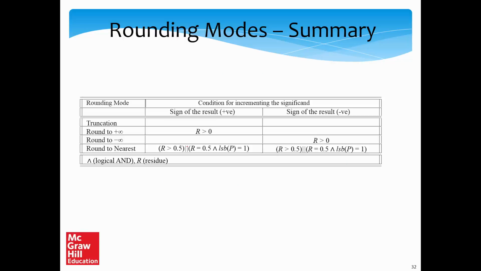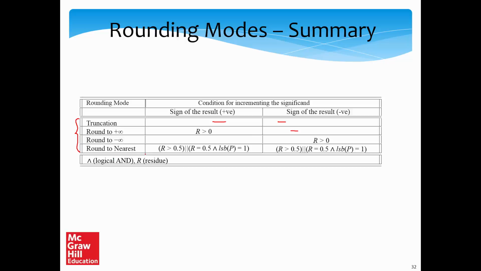So these are all the conditions for all the 4 rounding modes. Truncation, which means do nothing. So do nothing means keep the significand as is, get rid of the residue. In all cases, we get rid of the residue, but here we keep the significand as is. Round to plus infinity, we check if the residue is non-zero. And of course, if the sign is positive. If the sign is negative, again we do nothing. And round to minus infinity is just the reverse of round to plus infinity.